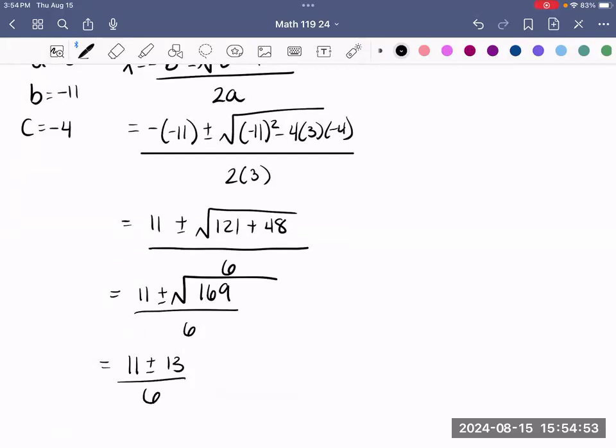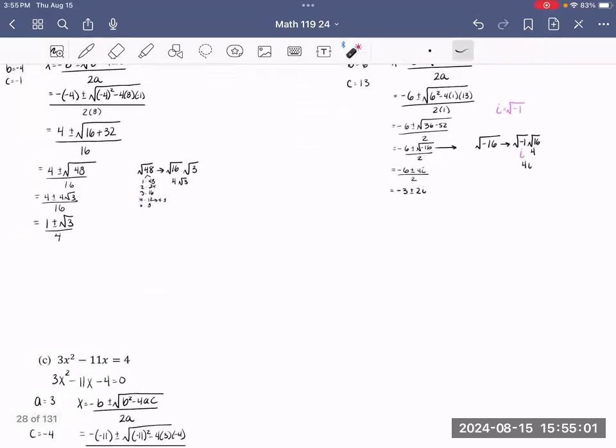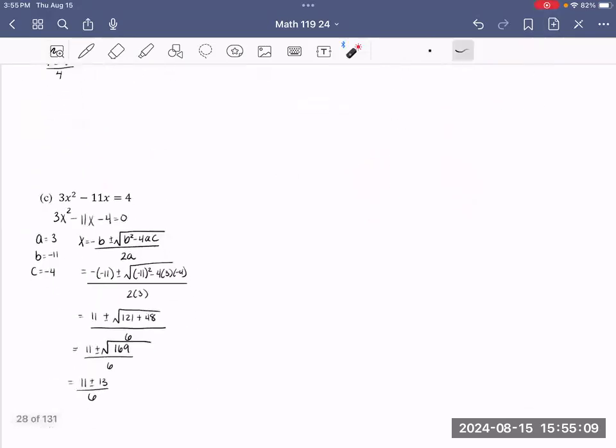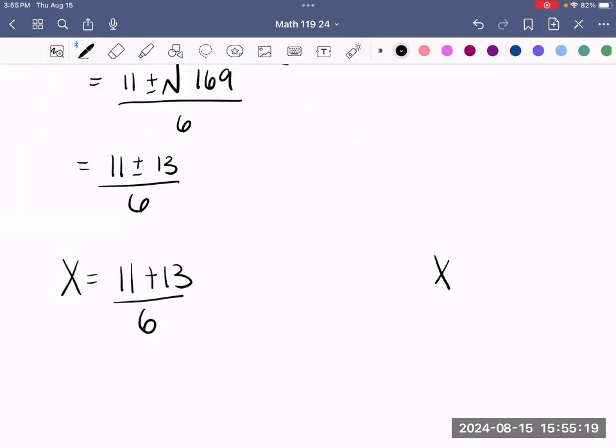Now your solution isn't just this, right? How do these answers compare from the other two? Well, one is an imaginary solution. The other one is kind of a little more complex with how the answers worked out. But this one, they're all whole numbers. So that just means x is equal to 11 plus 13 over 6, and x is equal to 11 minus 13 over 6.